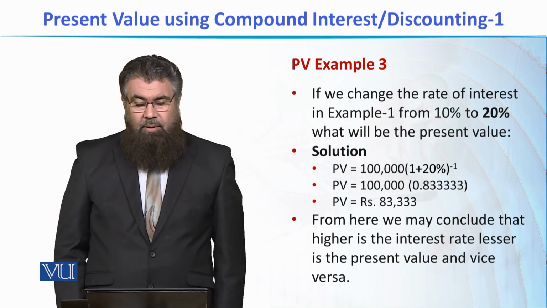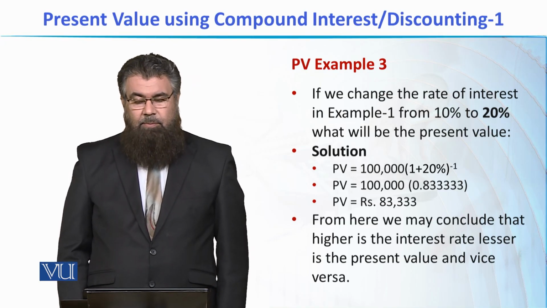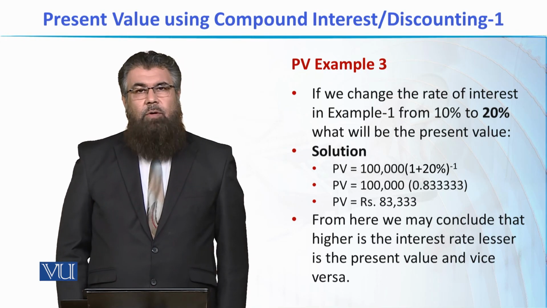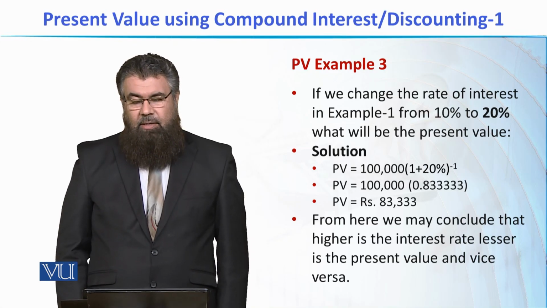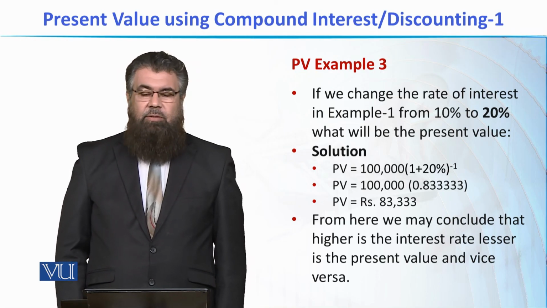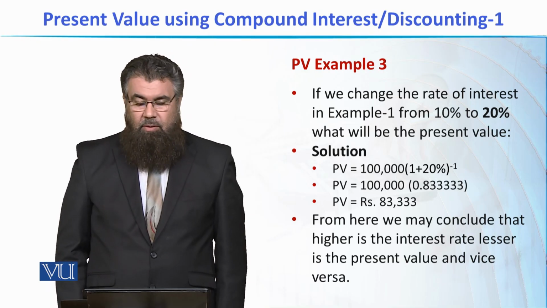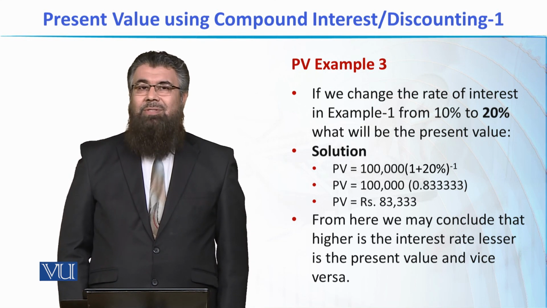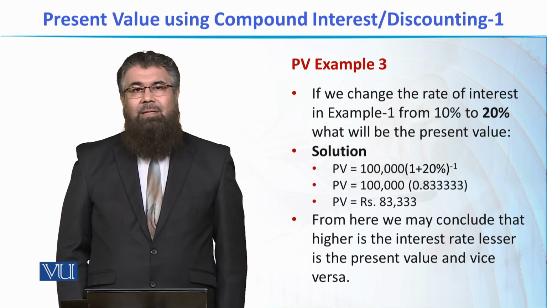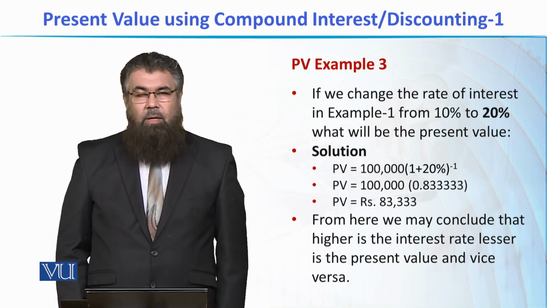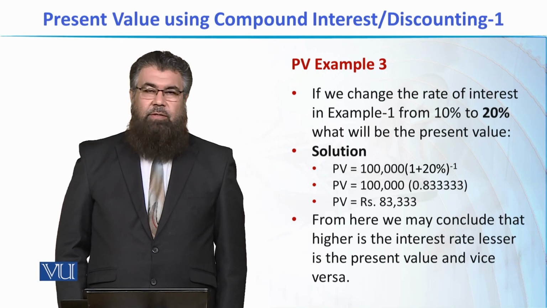Let's read out this example. If we change the rate of interest in example 1 from 10% to 20%, what will be the present value? If you look at the calculations, you would see that instead of 10%, we have put here 20%, and the power is still 1 because this future value is 1 year from now. And the answer of this factor is 0.833, which is less than what we calculated when we used 10% interest. It was about 90,000.